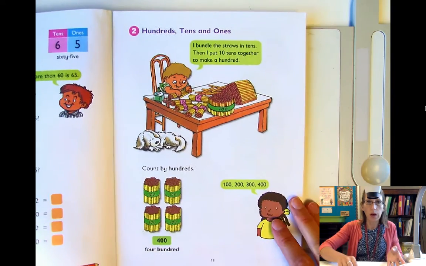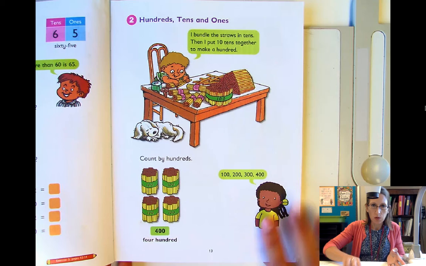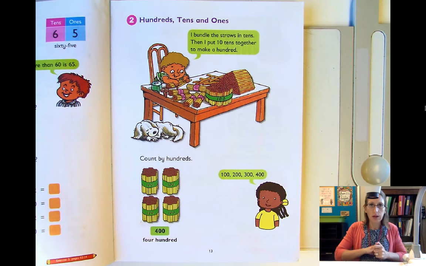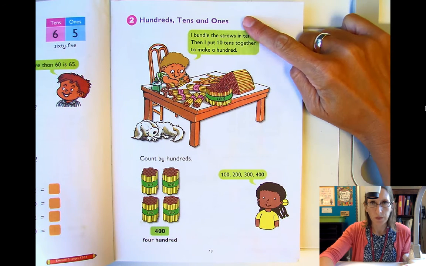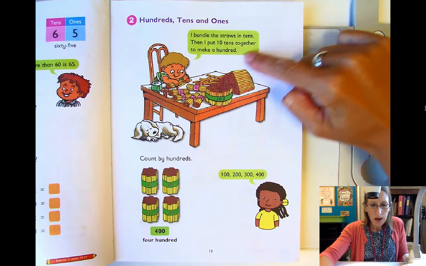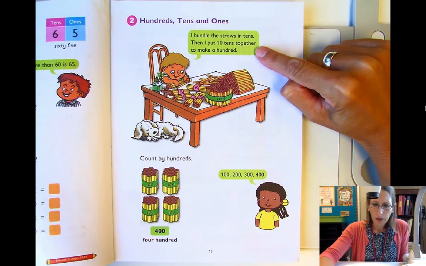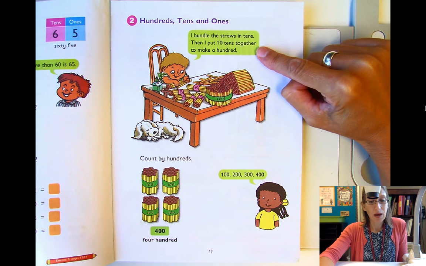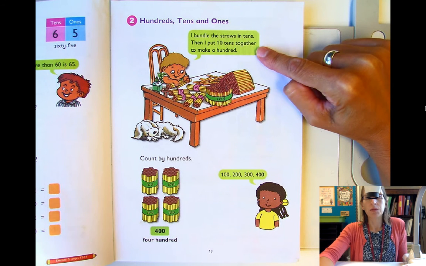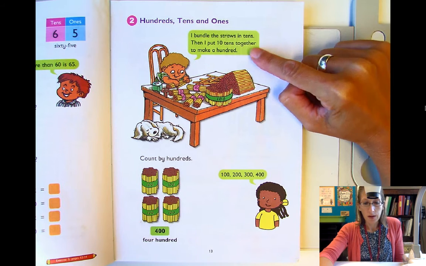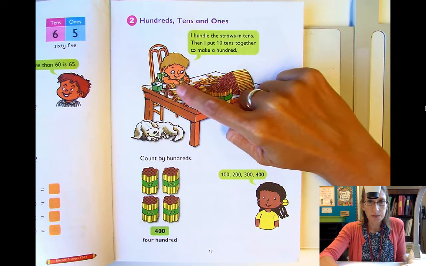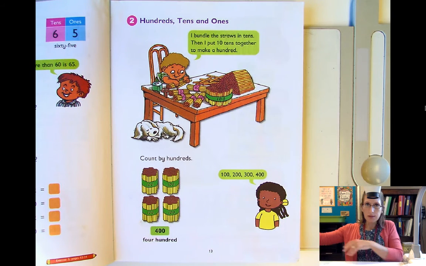Here we go. Hundreds, tens, and ones. I am looking on page 13 if you'd like to follow along with me. At the top it says hundreds, tens, and ones. This person here is making some bundles. I bundled the straws in tens. Then I put 10 tens together to make 100.